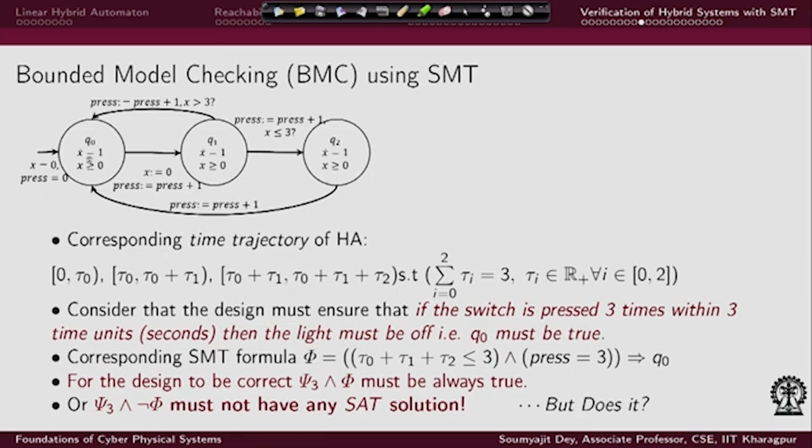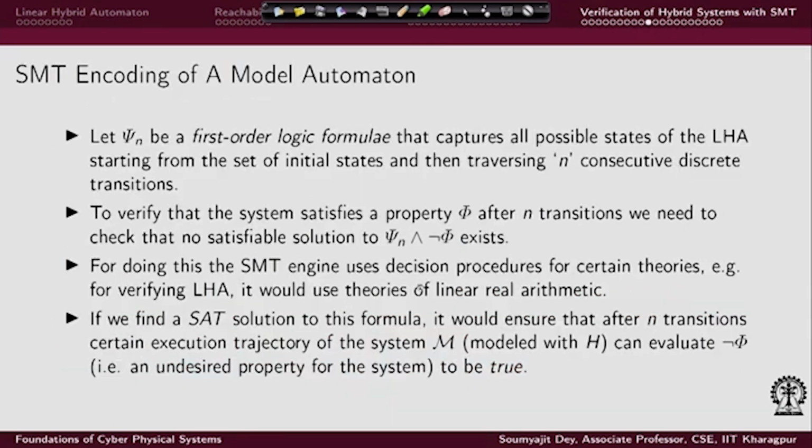Now, just to remember, I thought I didn't mention: this is the light switch example we had initially in our lecture, right? I hope everybody is able to relate to that. Now, how do I really encode the SMT of a model automaton like we did here?